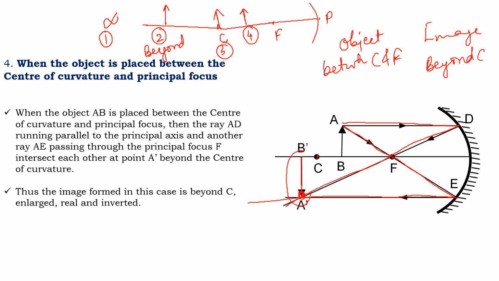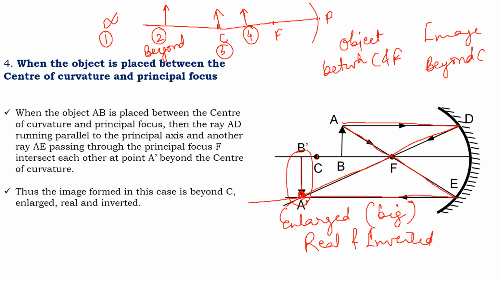And what is the characteristic? It is enlarged. You can see it. Enlarged means big. And the other thing, real and inverted. So all the cases for the concave mirror are giving you real and inverted images. Only one special case is there. Please look there. So the image formed in this case is beyond C, enlarged, real and inverted.